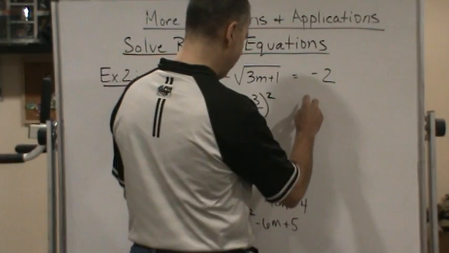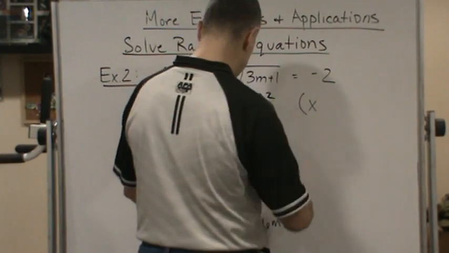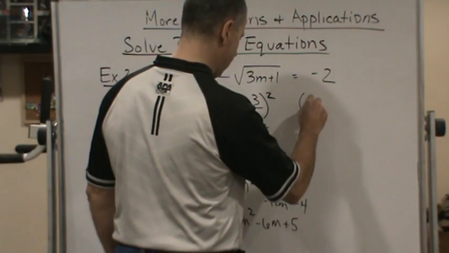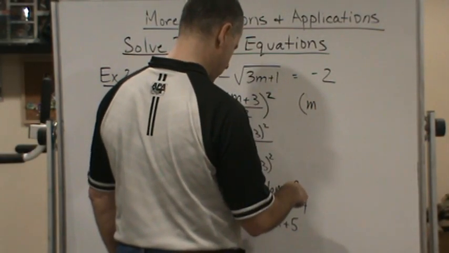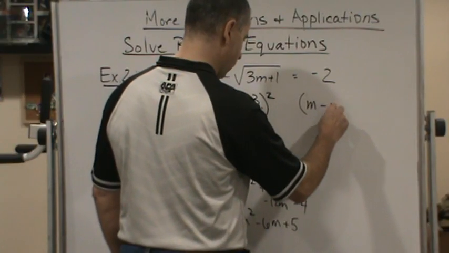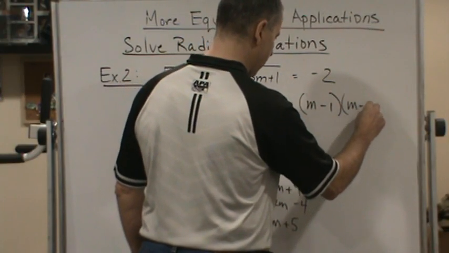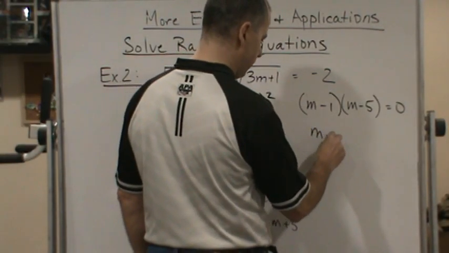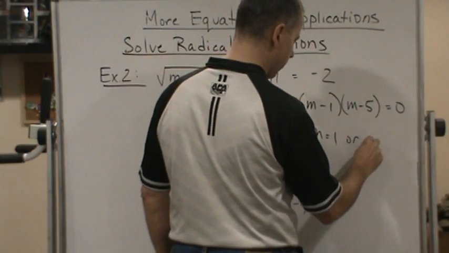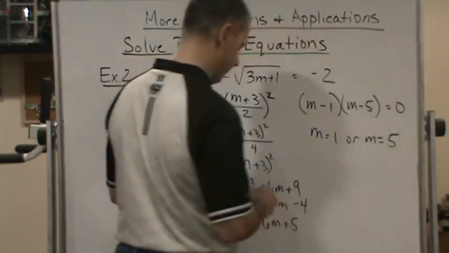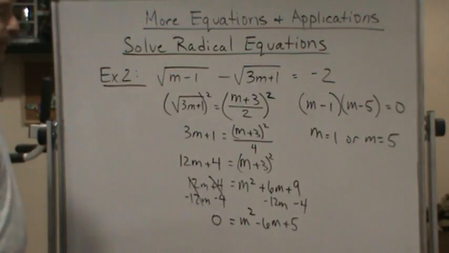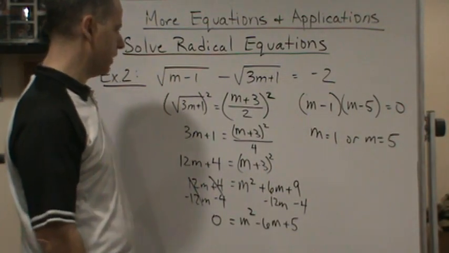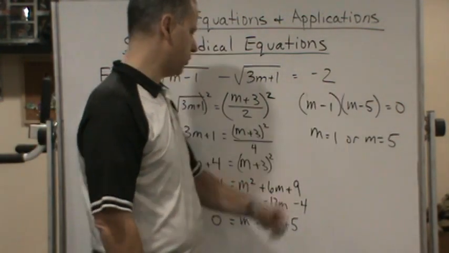Okay, so now I can factor this and say, okay, that means x, not x, m, minus 1 times m minus 5 is equal to 0. And that means either m is equal to 1 or m is equal to 5. Okay? And so those are my possible solutions. So again, I'm going to take these and plug them back into my original equation and see if I get a true statement. So see if I get negative 2 for both of these.